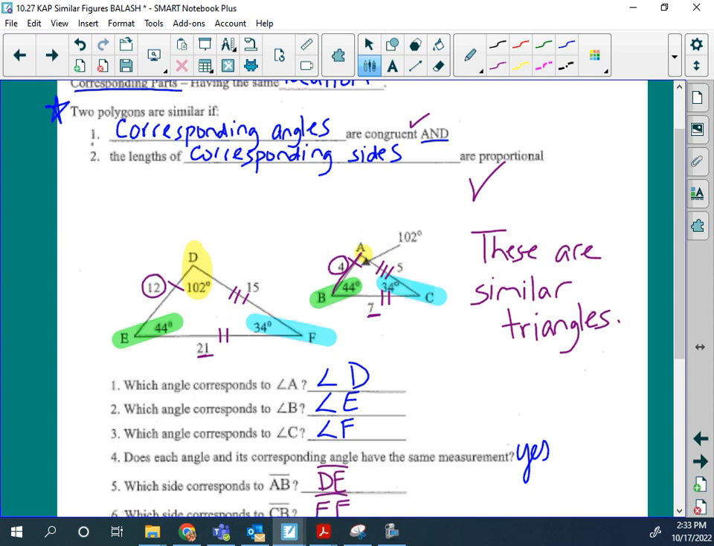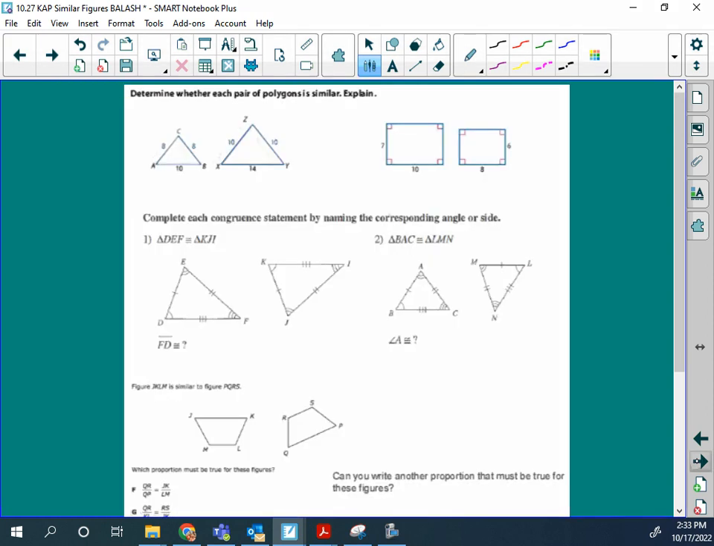Okay? All right. On the back, it says to determine whether each pair of polygons is similar, and then explain. Okay, so let's do the first one together. All right. So I would create a ratio. First of all, 8 would correspond to 10, correct? So 8 corresponds to 10, and 10 corresponds to 14. Does everybody see where I got those? Okay.